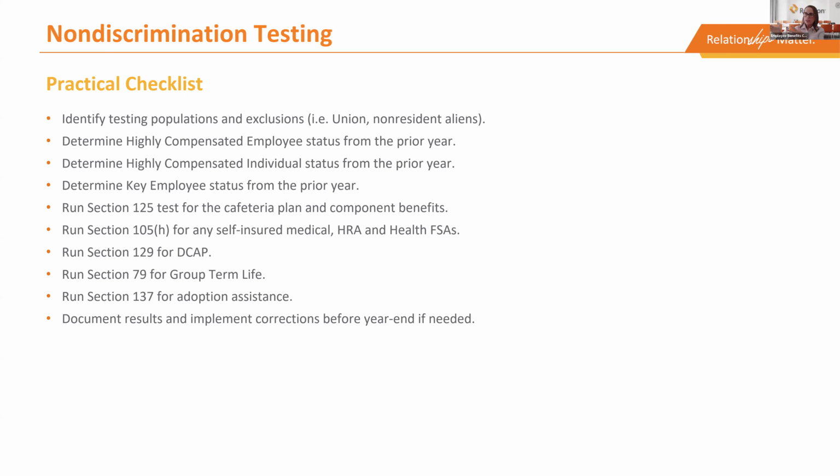So, through that process, ideally they won't be discriminatory, but you will exclude those from your populations. And then again, as we talked about, really understanding the definitions of the highly compensated employees and individuals and key employees, depending on which type of component benefit you're testing. Run your tests for the various benefits, document your results, and if need be, by the end of the year, in time for the January W-2 filing, make sure that you do any course corrections.